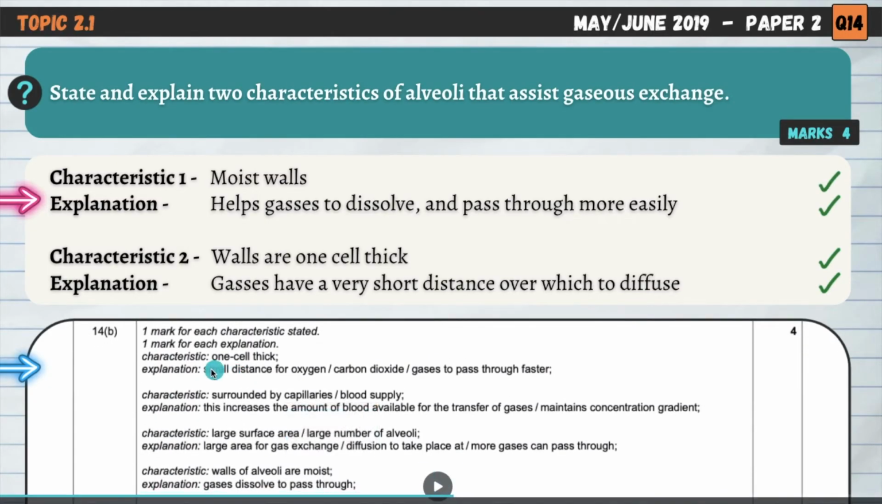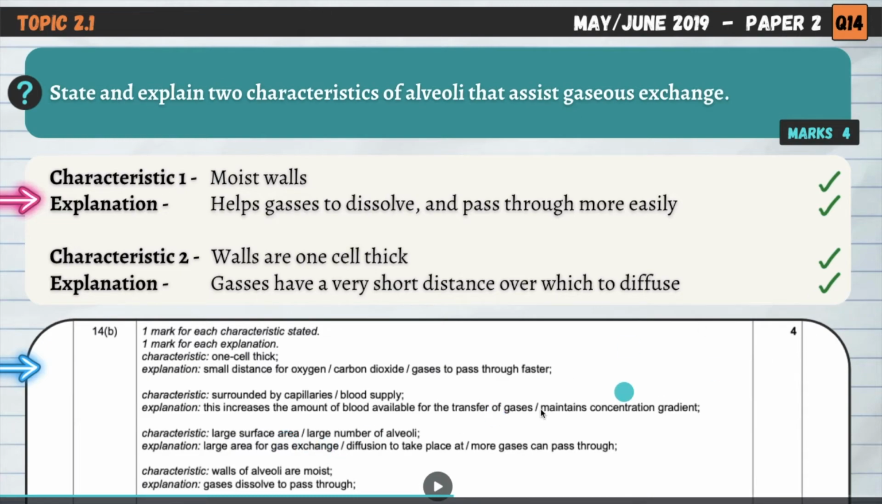Okay, so we'll just have a quick look at the mark scheme there to verify that one. So we could have gone for 1 cell thick, which I did. We could have also said that the alveoli are surrounded by a big network of capillaries. They have a great blood supply, which of course increases the amount of blood available for the transfer of gases. So we need that blood to be in contact with the alveoli essentially so that gases can move from one to the other.